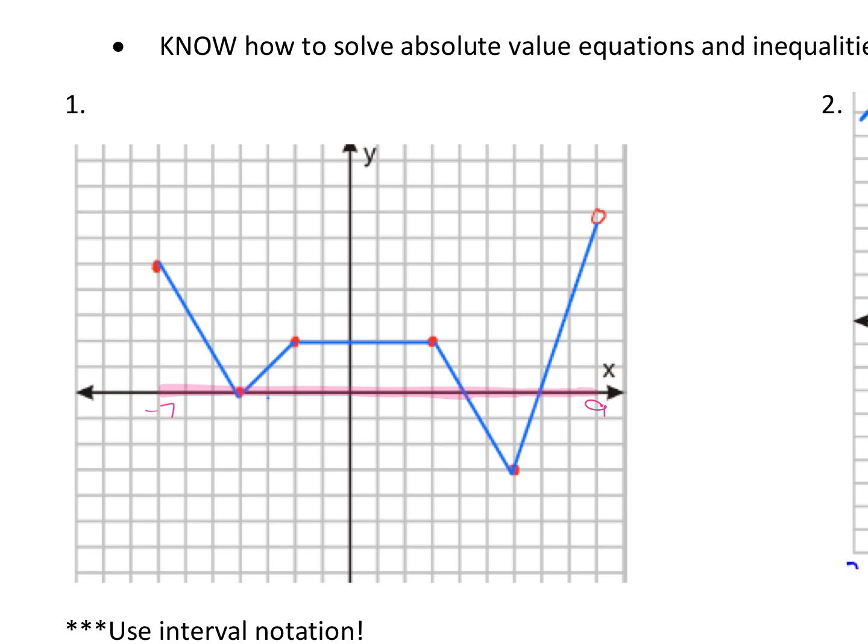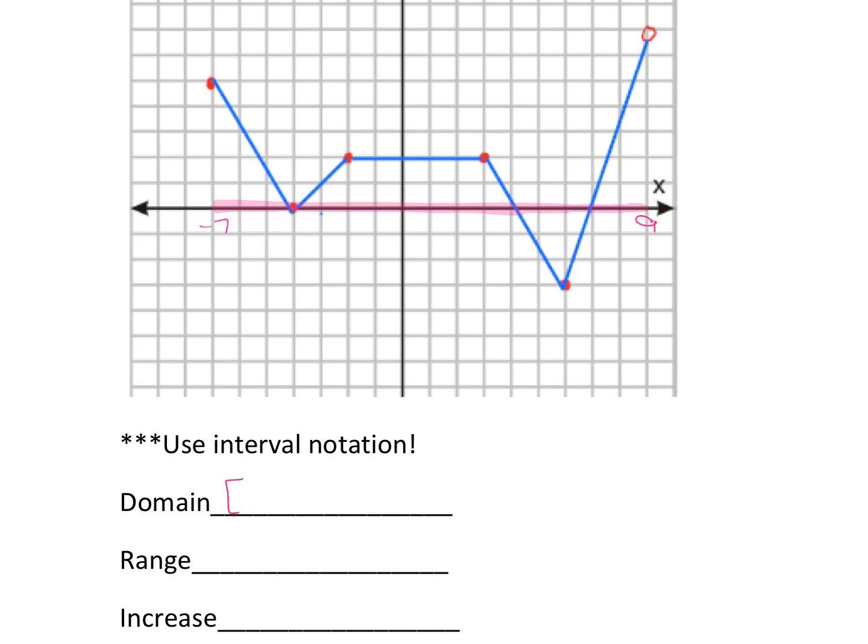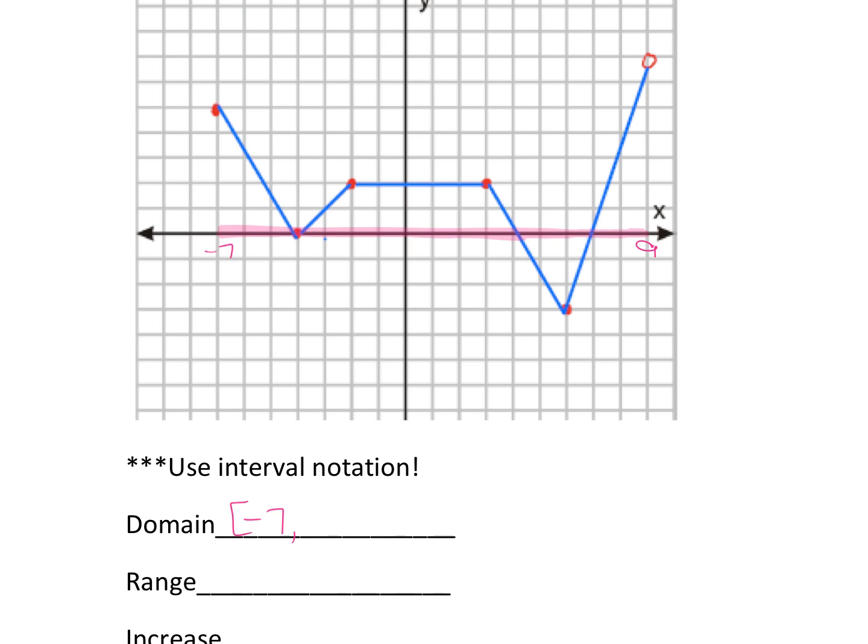We look at that ordered pair at the -7 for the x value, and it's a closed circle. So that's going to get the bracket. We look at the ordered pair on the 9, where x is 9. And that's an open circle, so that 9 is going to get parentheses.